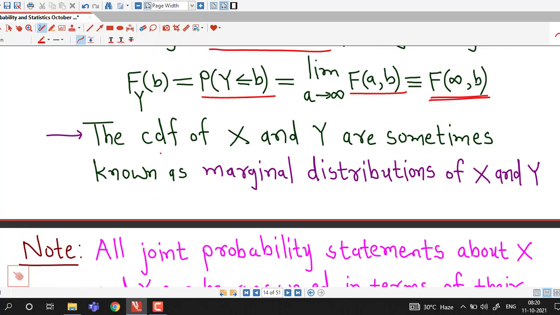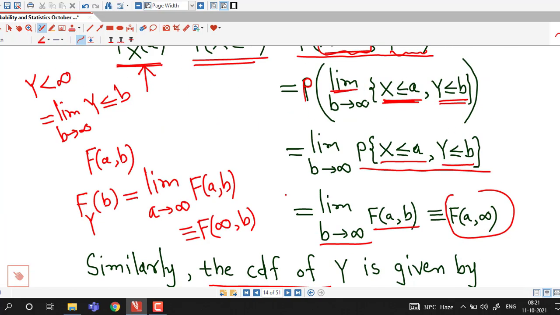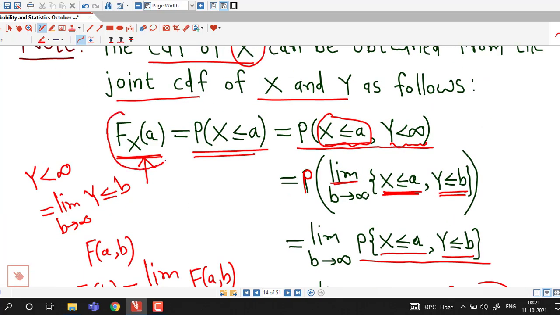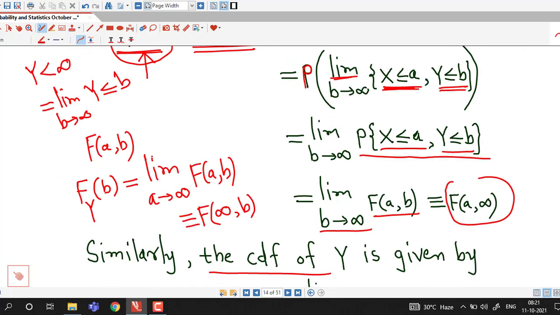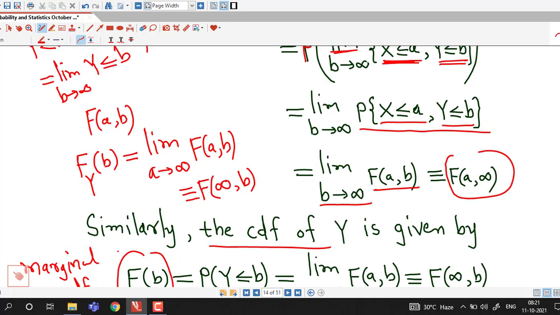These are some remarks. If we consider the individual CDFs of random variables X and Y, they are sometimes known as marginal distributions of X and Y, or marginal CDFs of X and Y. So these two, F suffix X of a and F suffix Y of b, are nothing but marginal distribution functions or marginal CDFs of X and Y, which we can obtain from the joint CDF in this way.